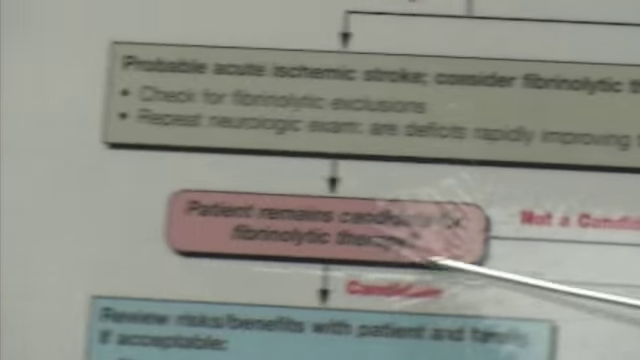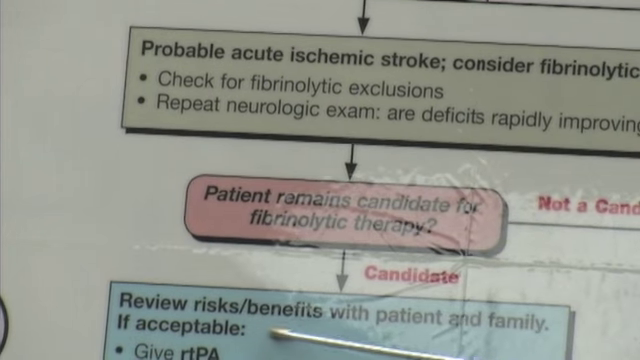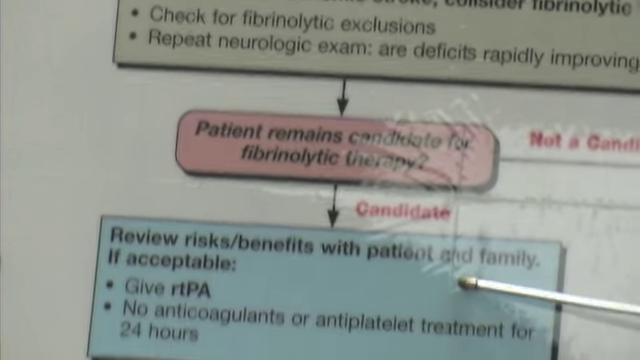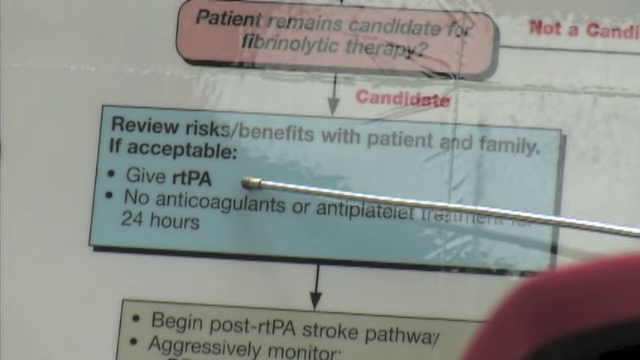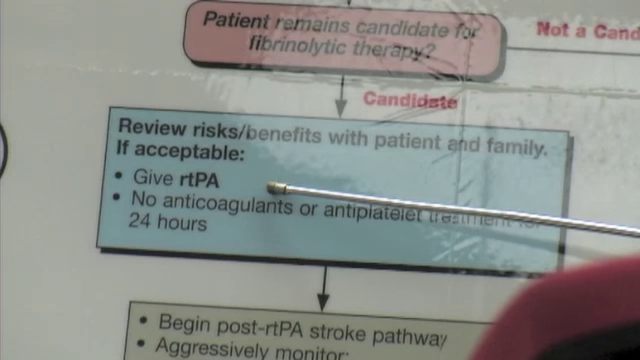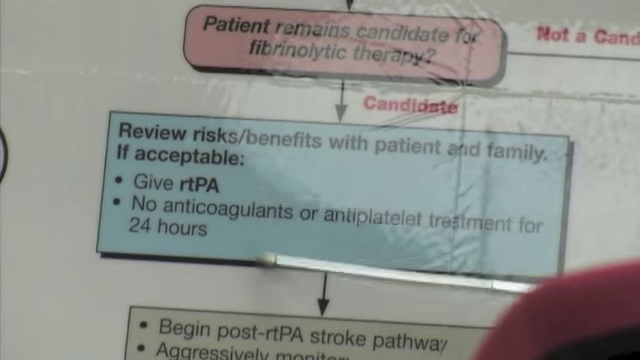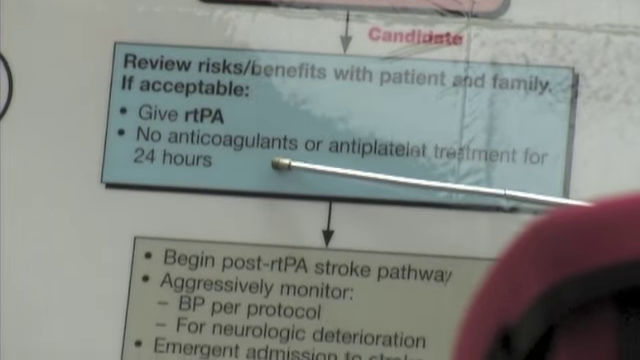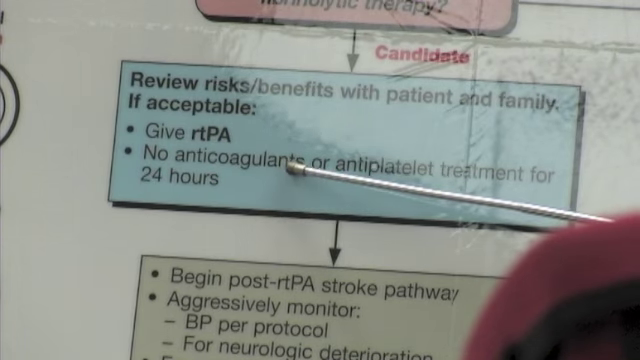If our patient remains a candidate for fibrinolytic therapy, then we've got to review the risks and benefits of giving fibrinolytic therapy with the patient and family. Our fibrinolytic therapy is going to be TPA or rTPA, and if we do give TPA, the patient is not to have any anticoagulants or antiplatelet treatment for the next 24 hours.